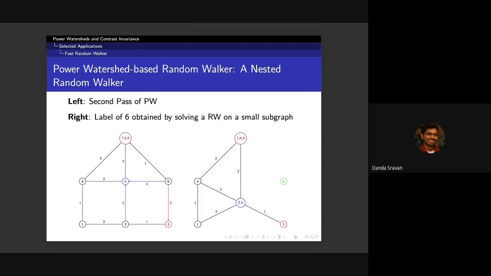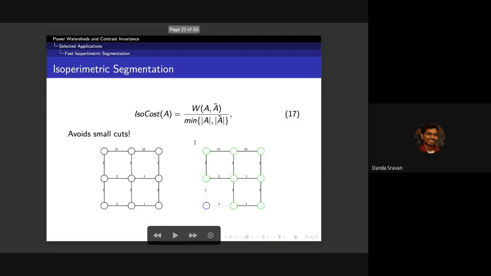Although it's a sequential process, and I can't do it in parallel, even then it's much faster than doing it on the whole graph at once. So this was the first of the applications, and this is what motivated us to look at more applications. So let's move on to a second application, which is what we have done.